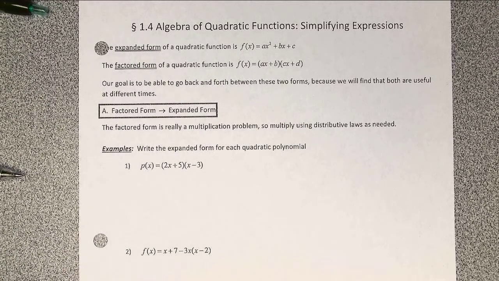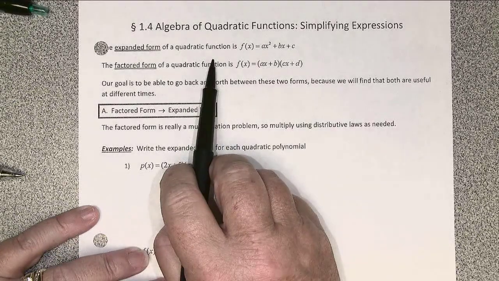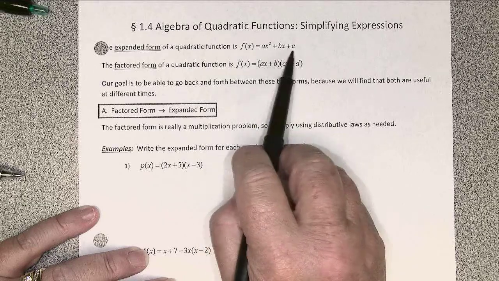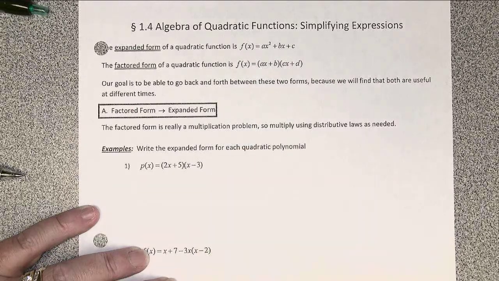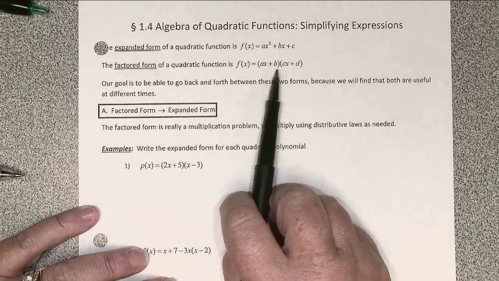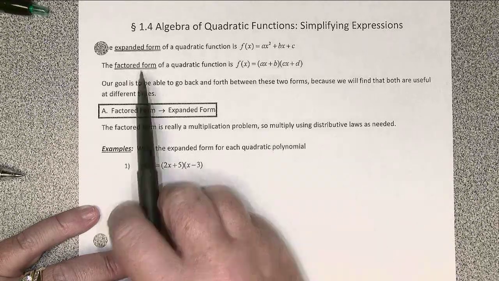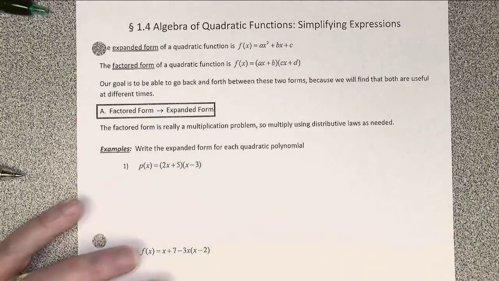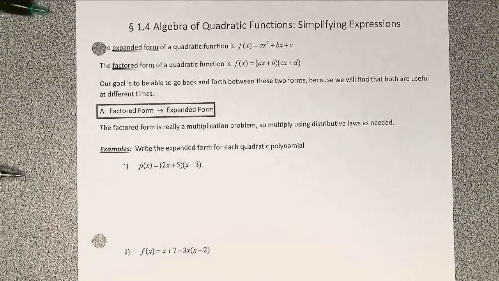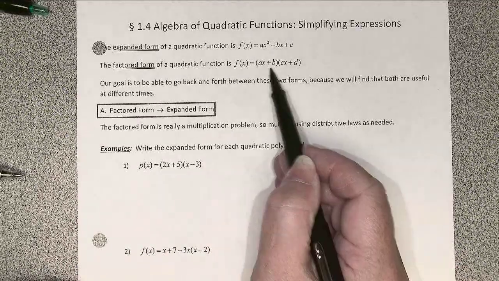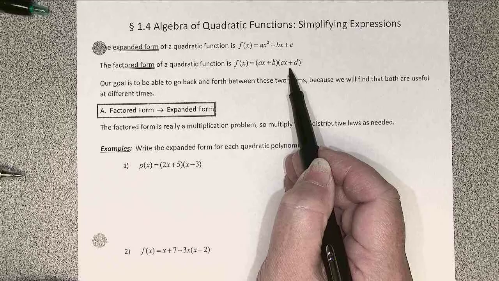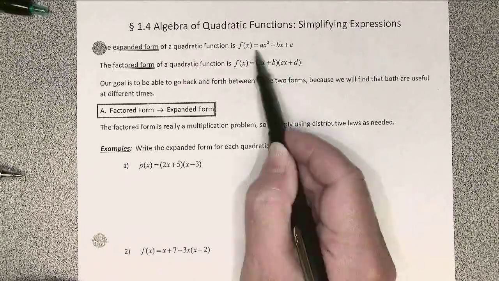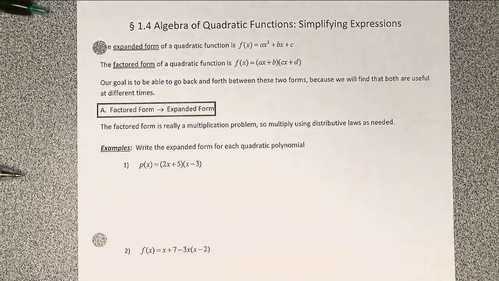So when we look at a quadratic function, there are actually two ways that we might frequently see it. Sometimes we see it all multiplied out like this. We often call it expanded form or even standard form. And sometimes we see it factored as a multiplication problem, the factored form of the quadratic function. Right now, we're going to be assuming that we start with the factored form and we'll multiply it out to get to the expanded form.